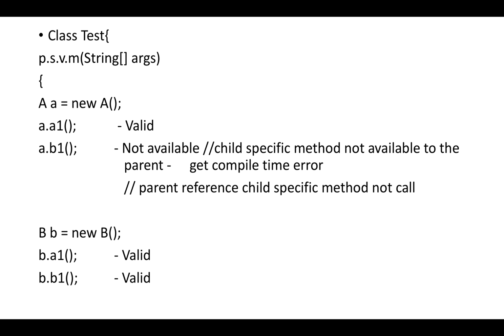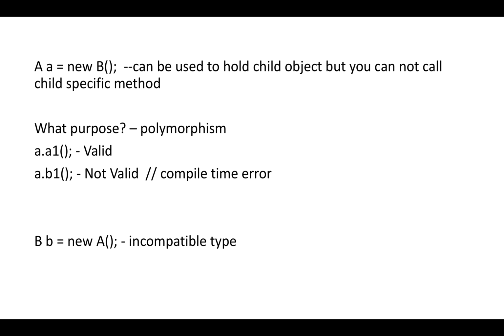Now if we create a parent reference and a parent object, then we can only access the parent class information. We cannot access the child class information. If we try to access the child class information, then we get a compile time error. But if we create a child reference and a child object, then we can access the parent class information as well as the child class information.